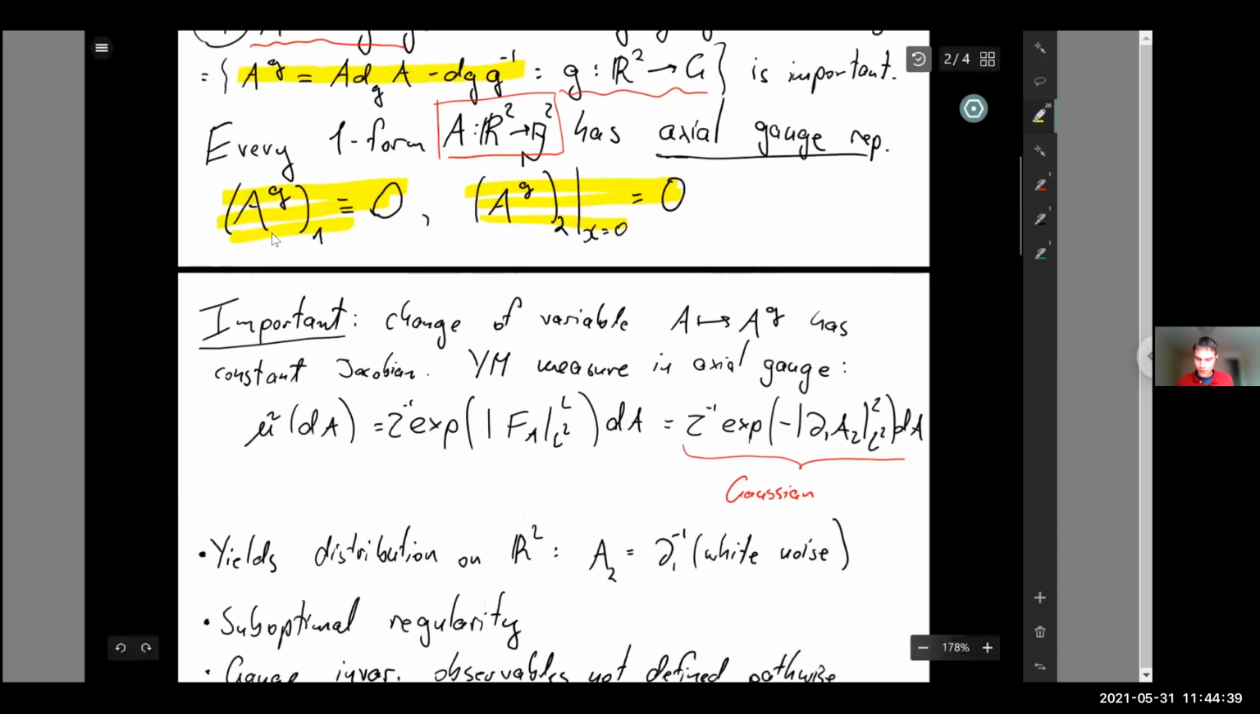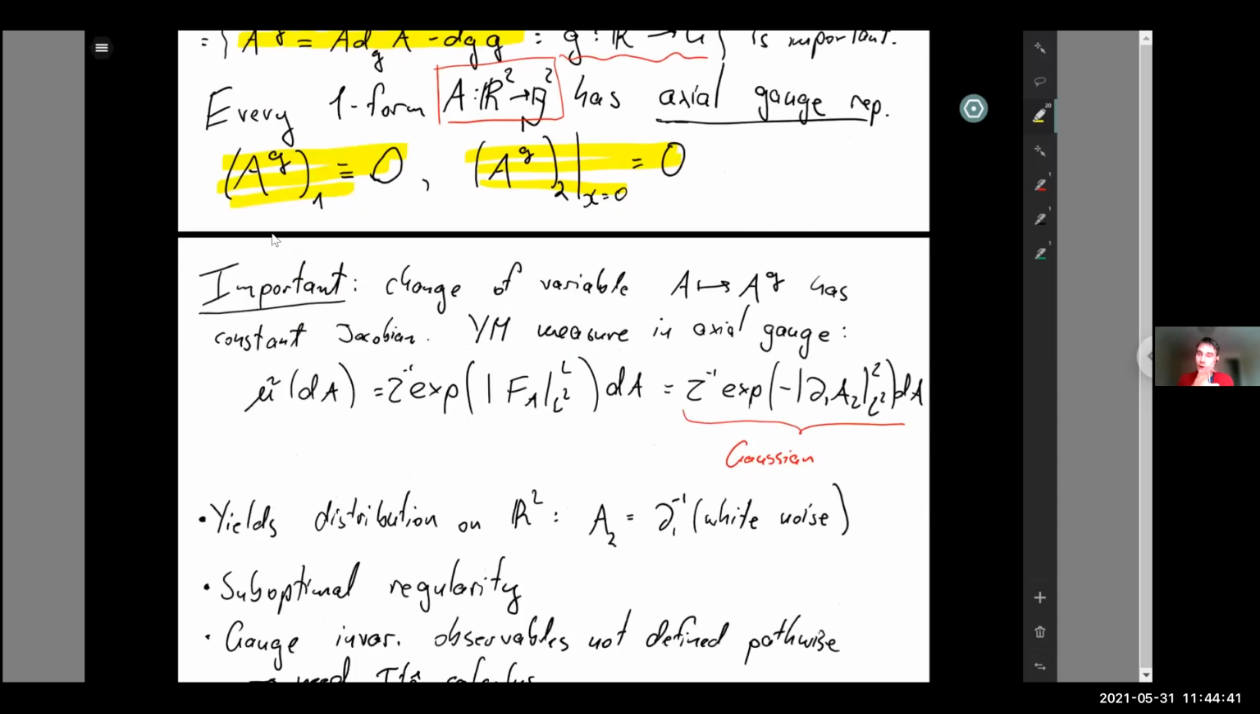What's not very difficult to see is that if you start with your original Yang-Mills measure, and then you put every one form in your expression into this axial gauge, then you don't pick up a Jacobian factor when you do this kind of restriction or change of coordinates. It has a constant Jacobian factor would be the correct thing to say.